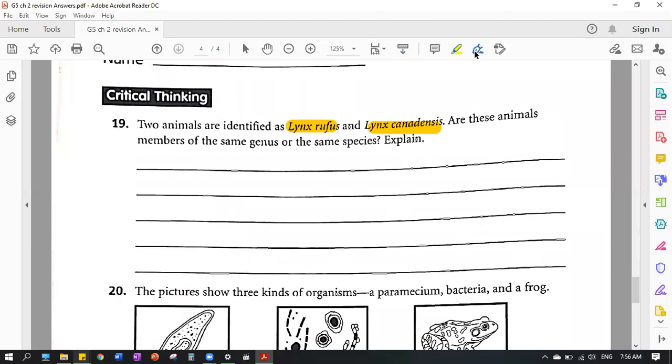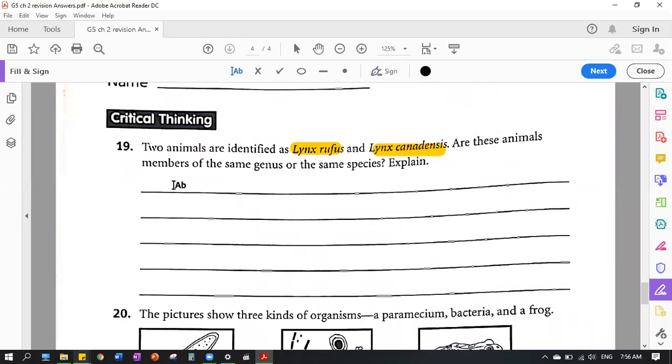This is how we're going to start this. Let me write it down for you. Both animals belong to the same genus, which is Lynx.